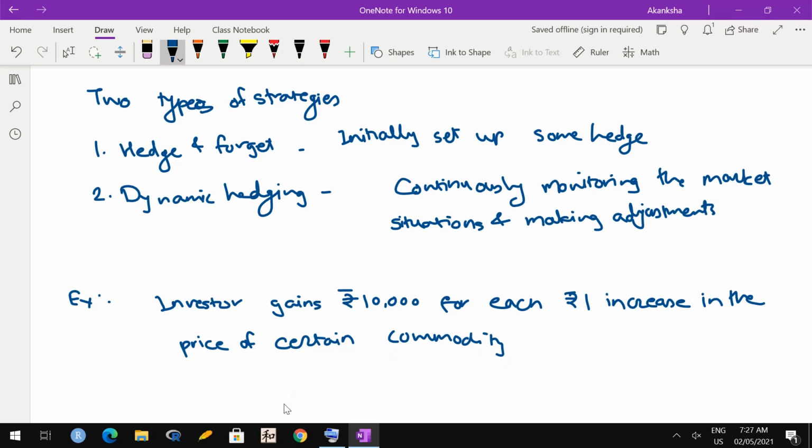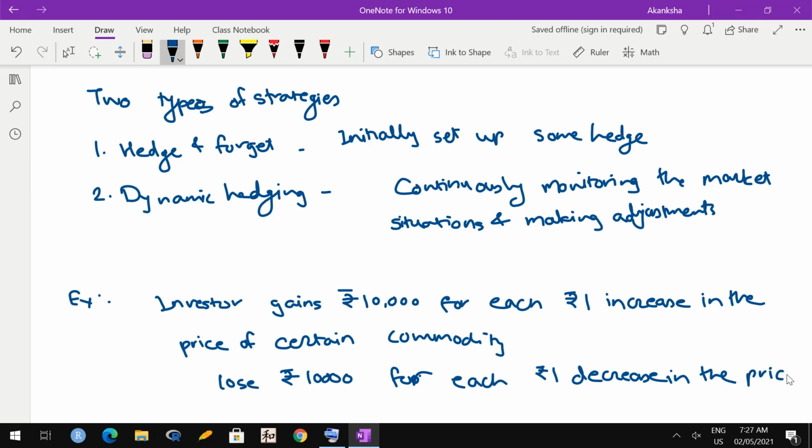and he will lose rupees 10,000 for each rupee 1 decrease in the price of the same commodity.